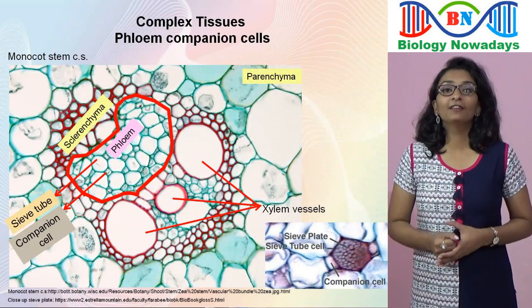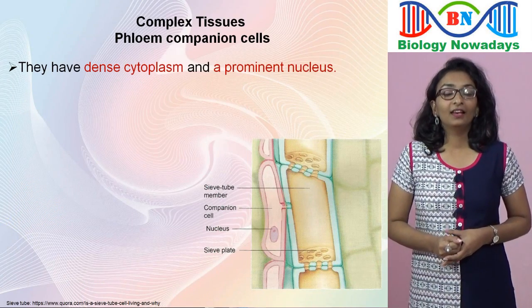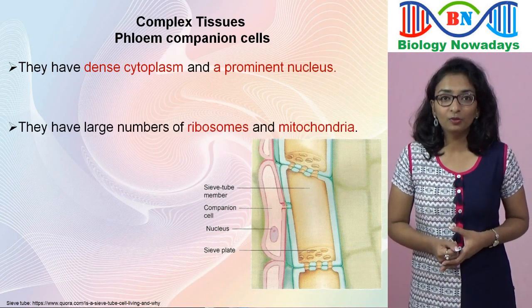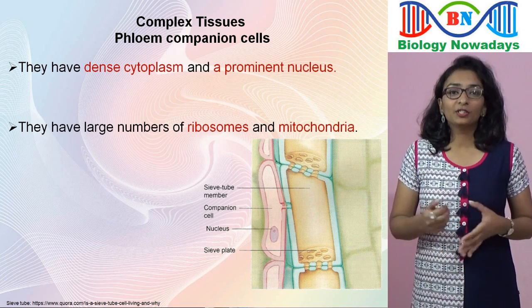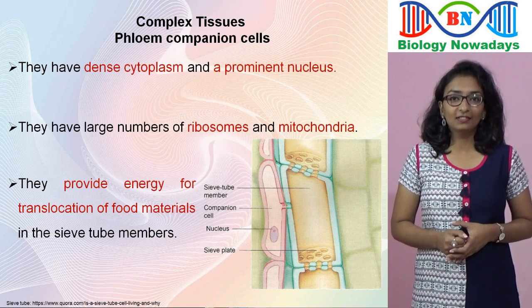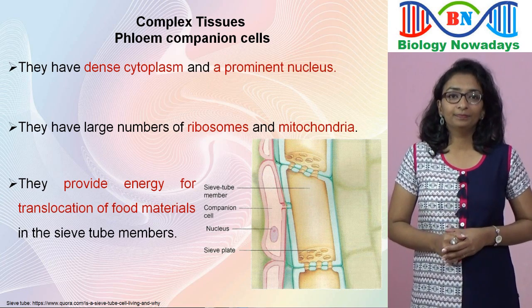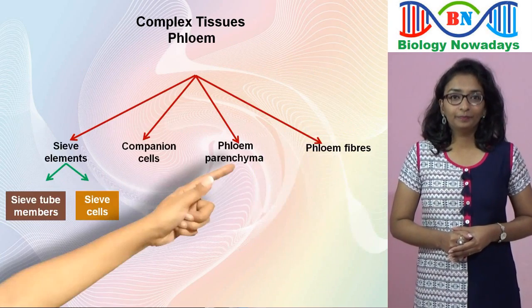The companion cells have dense cytoplasm with a prominent nucleus. They have large numbers of ribosomes and mitochondria. ATP produced in these mitochondria help in providing energy for translocation of food materials in the sieve tube members. Now let's move on to phloem parenchyma.